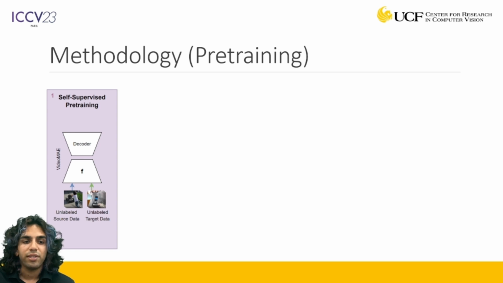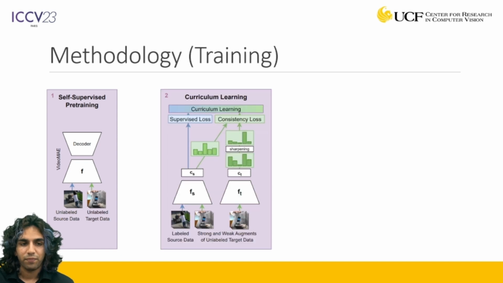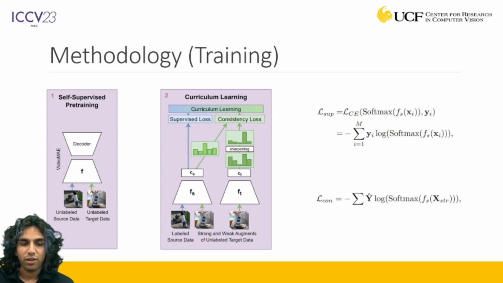Here, we see our self-supervised pre-training stage, where we use the unlabeled source and target data. We follow this up with curriculum learning, where it has 2 parts. Our supervised loss, which is the student classifier on the labeled source data, and a consistency loss, where we take a weakly augmented set with its unlabeled target data and pass it through the teacher and sharpen it for pseudo-labels. And this is used to score the strongly augmented target data passed through the student for the final consistency loss.